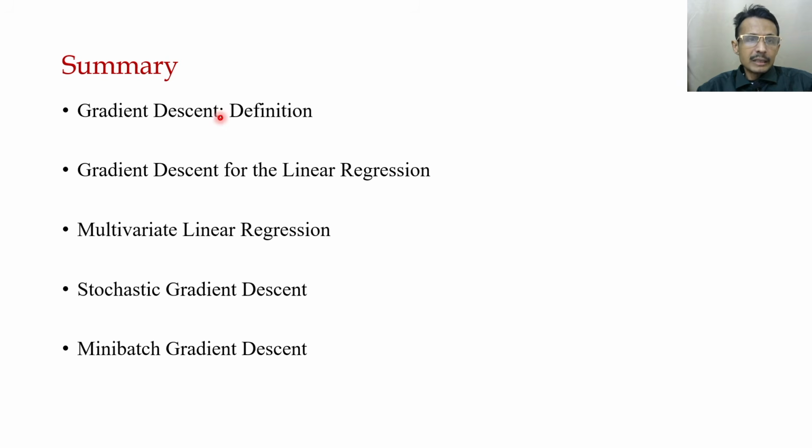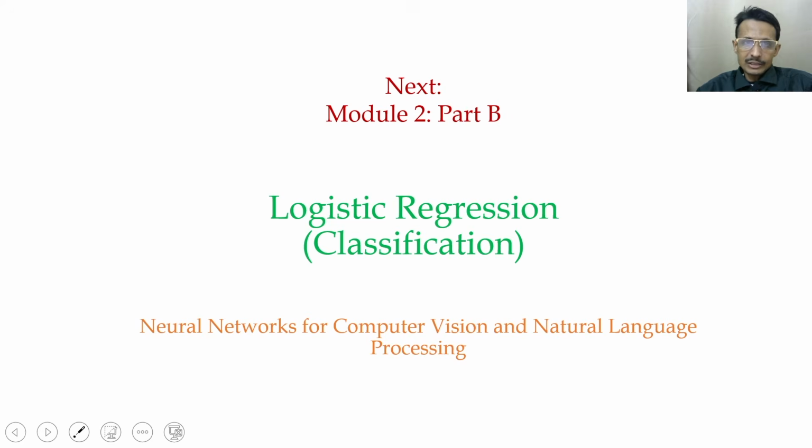So in summary, in this lecture we defined gradient descent, and then illustrated the gradient descent algorithm for linear regression. Then we discussed multivariate linear regression on the basis of univariate linear regression. Then we understood what stochastic gradient descent is and what mini batch gradient descent is. In the next lecture we will cover logistic regression, which is generally called classification.